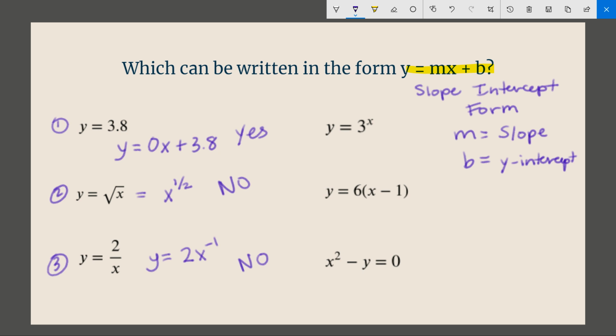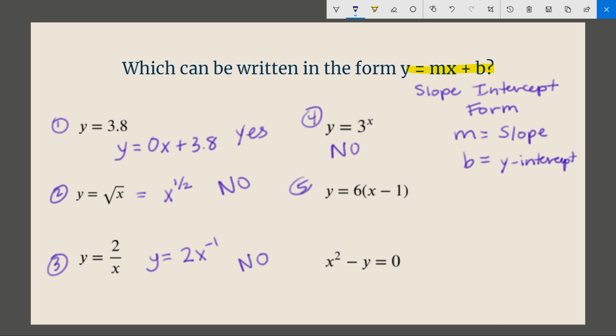With this fourth equation up here, the x is the exponent of the 3. So this is y equals 3 to the power of x. This is not linear because x is in the exponent. This is actually an exponential equation. We'll learn how to graph those later in this year. So this is also a no. This cannot be written in slope-intercept form, and it's not going to be linear.